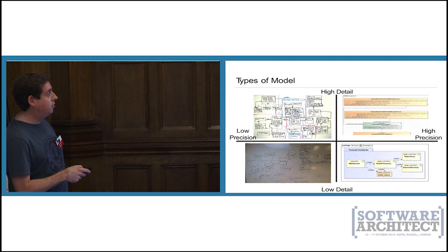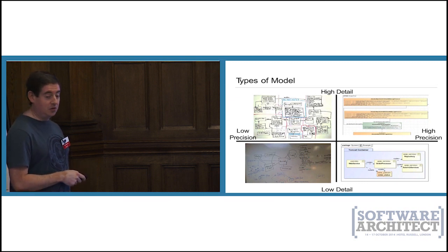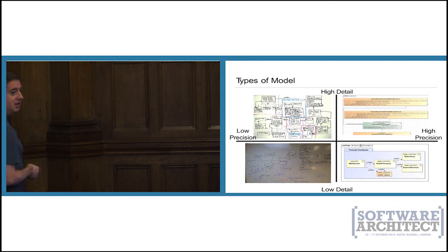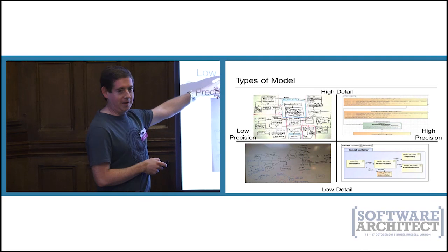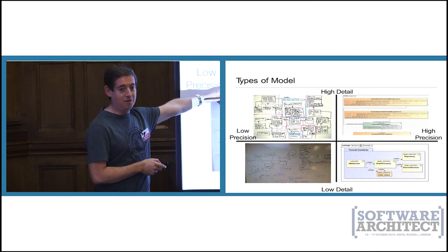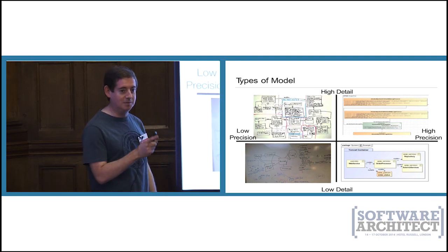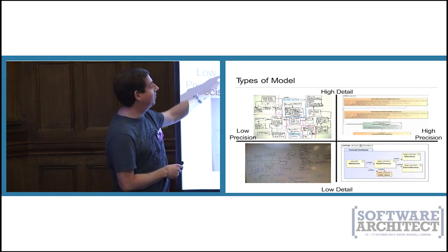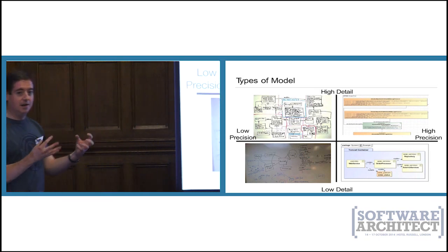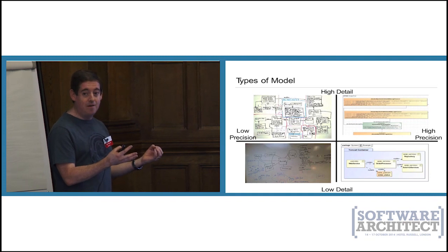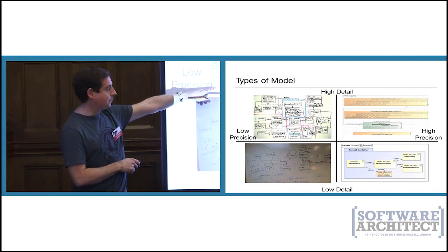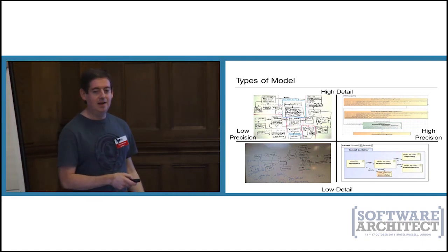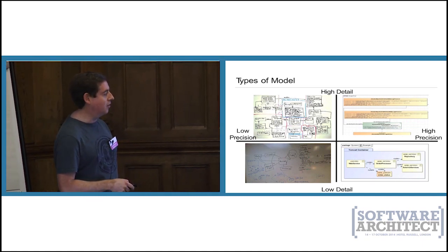You can also have people who try and create low precision, high detail models. This is where someone's got something on the flip chart, and someone says there's like 1,000 classes, and they're going to get as many of these as they can on there. I'm going to show you how this thing really works. Because you architect types, it's all about abstraction. This is what really matters. And so people put a huge amount of detail into something that actually is not going to do very well. And you probably find this is the communicating language.